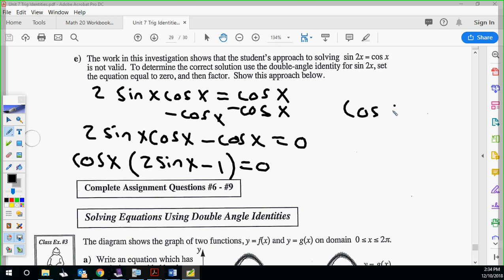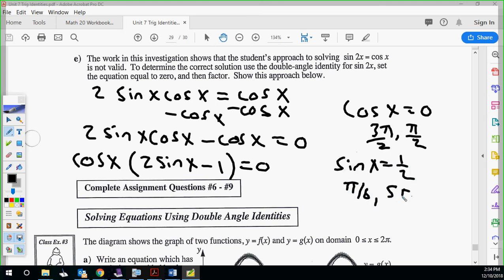The answers are when cosine is 0, so 3 pi over 2 and pi over 2, and when sine is 1/2, which is pi over 6 and 5 pi over 6. So we get all 4 solutions this way. It's the same problem we're doing the whole time.